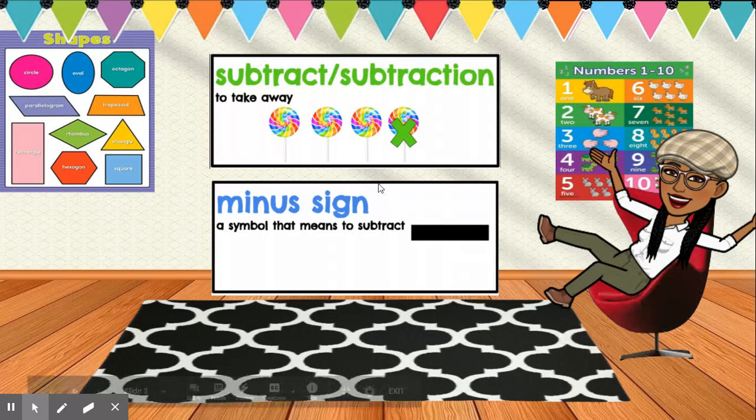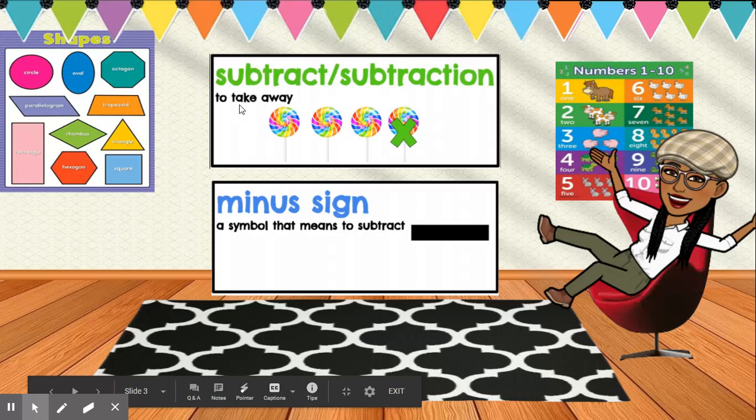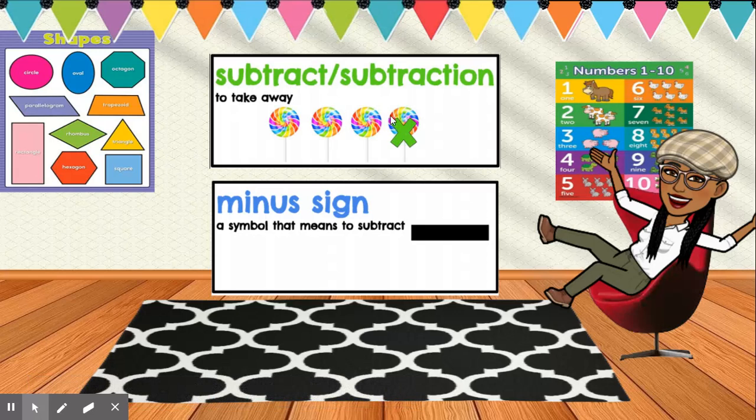Vocabulary. So we have subtract or subtraction. And remember, yesterday we said that subtract or subtraction means to take away. And you show taking away by placing an X or crossing it out. The minus sign, a symbol that means to subtract. So anytime you see the minus sign, it means to subtract or take away.